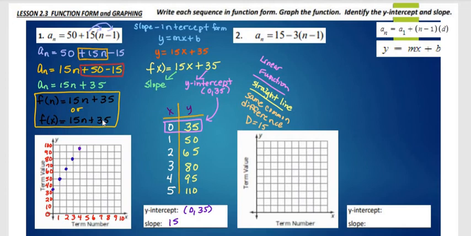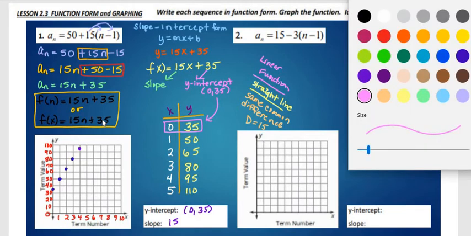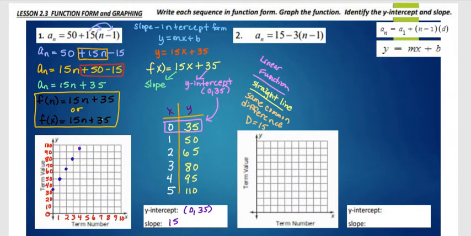Make sure though that when you are writing this, you don't do what I just did. You will take this right here. This has to be the same. If you have an x right here, it has to be the same right here. If you have an n right here, it has to be an n right here. Now, I want you to put me on pause, and I want you to work number 2.